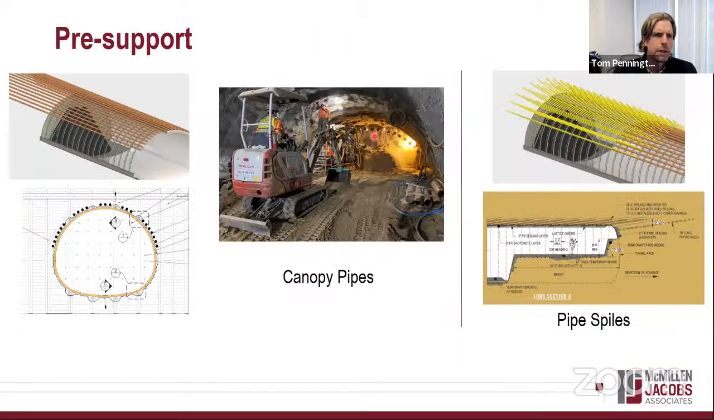I mentioned pre-support. Here's just a few images of what's entailed. On this particular project, we use both pipe spiles and canopy pipes, basically due to the changing geometry of the tunnel and the fact that the bigger section of the tunnel was going to be driven from the shaft, and we had the laydown area and room in the shaft to actually install a long length of canopy pipes. They're about 100 feet long.